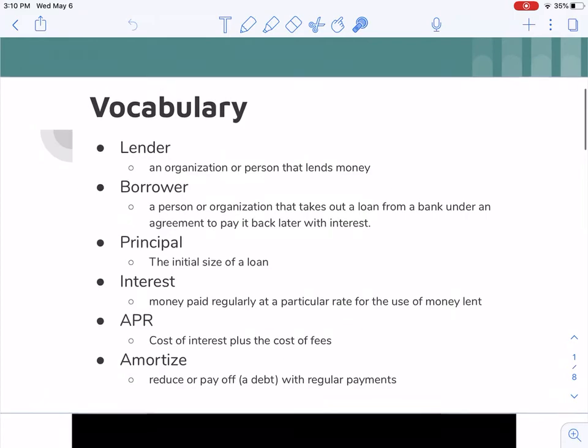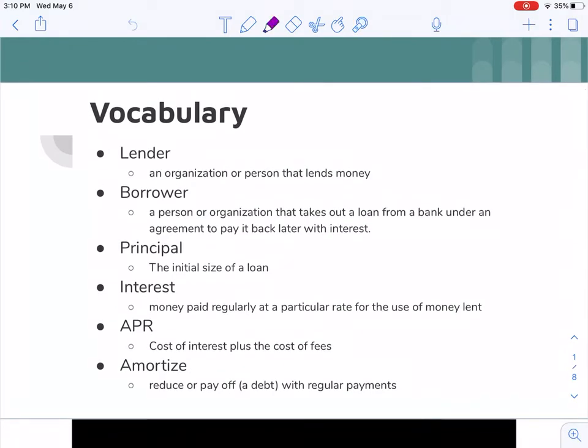But some key vocabulary we need to know before jumping in is the lender. The lender is the organization or person that is lending money. The borrower is a person or organization that takes out a loan from the lender. Oftentimes the lender is a bank, but they take out the loan under an agreement to pay it back later with interest.